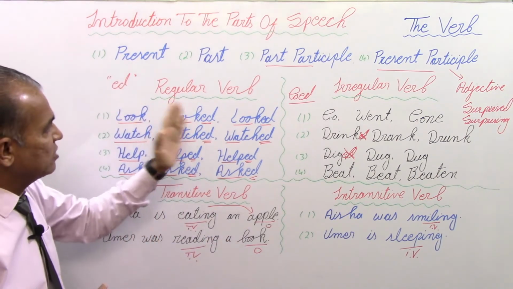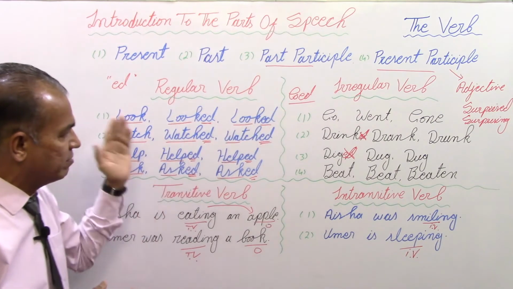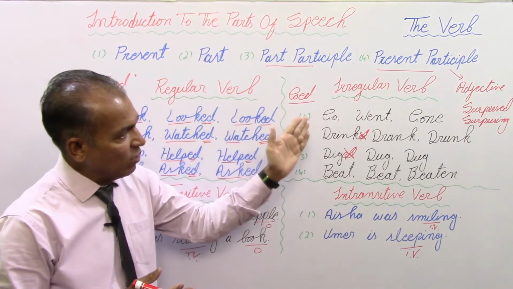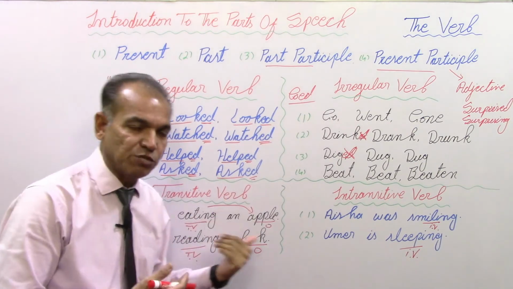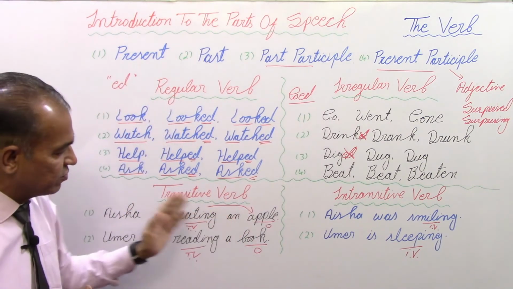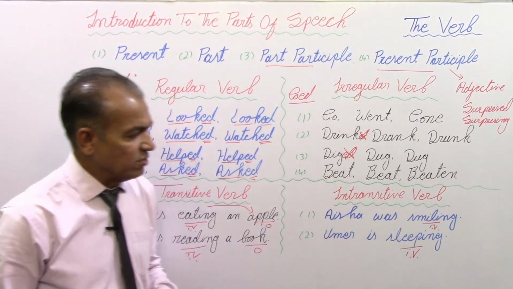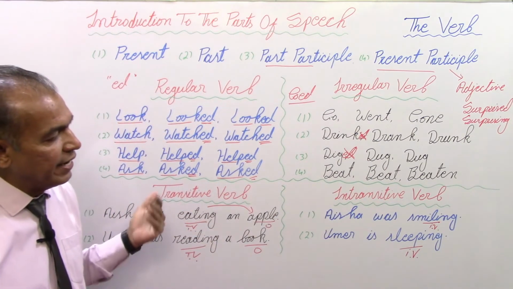And there are 2 kinds of verbs: regular and irregular verbs. Regular verbs are the verbs which can be changed into the second or third form by adding just ed, and irregular verbs are the verbs which cannot be changed in this way. In the same way, there are transitive and intransitive verbs. A transitive verb needs an object, and an intransitive verb does not require any object.